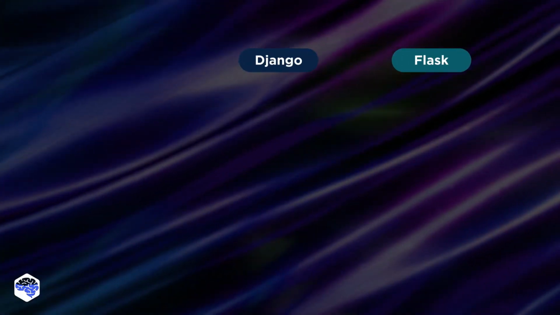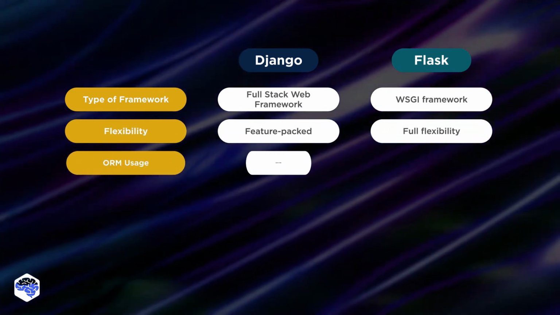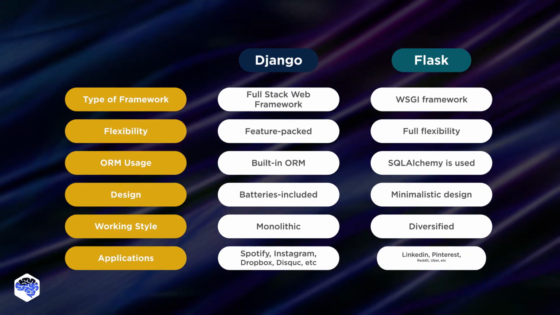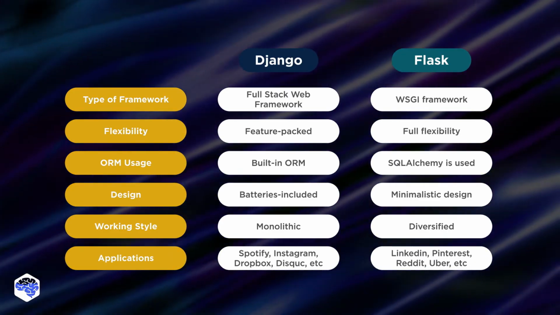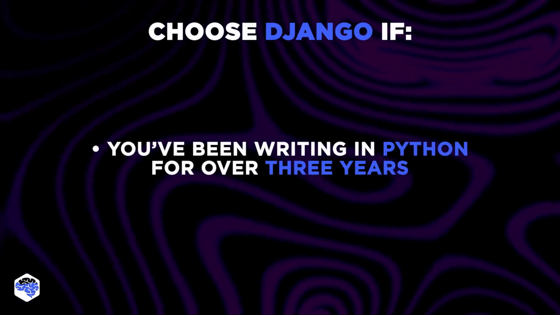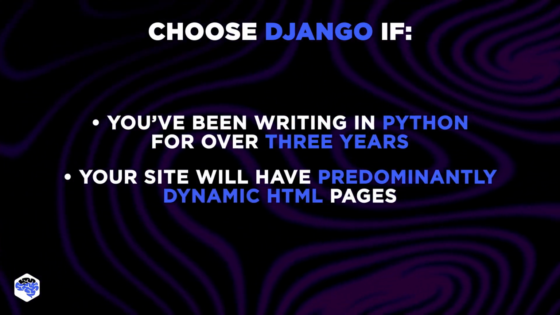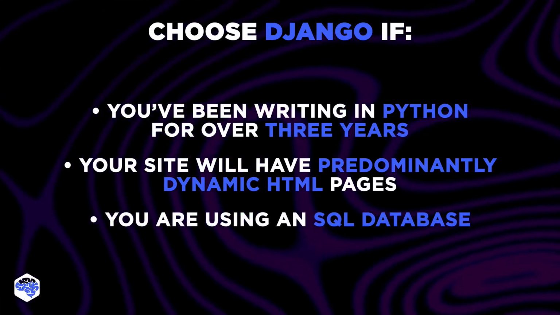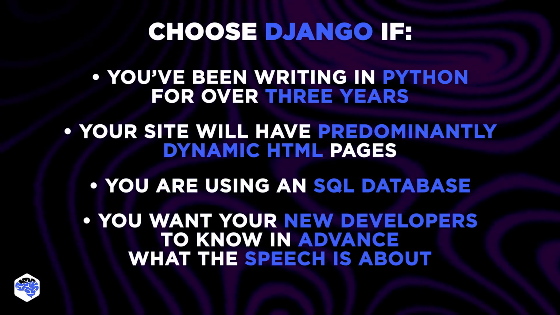Among the key points of difference that may influence your decision are flexibility, ORM usage, design, working style, and applications. We'll give you a few clues when it is best to use each of these frameworks. So, choose Django if you've been writing in Python for over 3 years. Your site will have predominantly dynamic HTML pages. You are using an SQL database, or you want your new developers to know in advance what the speech is about.